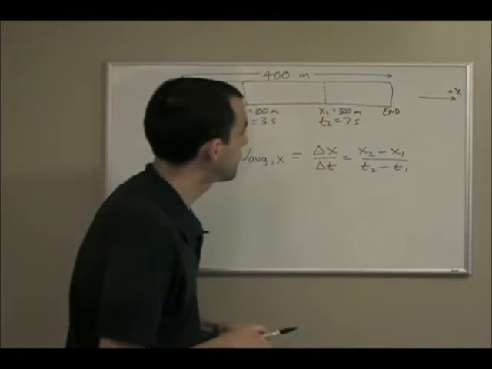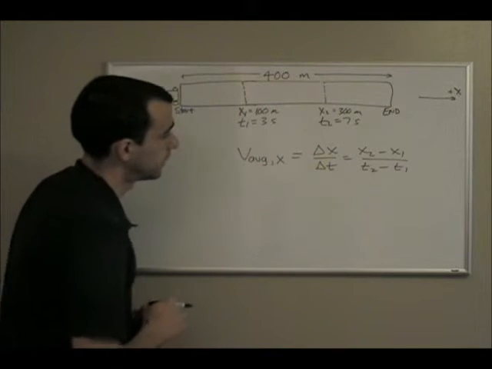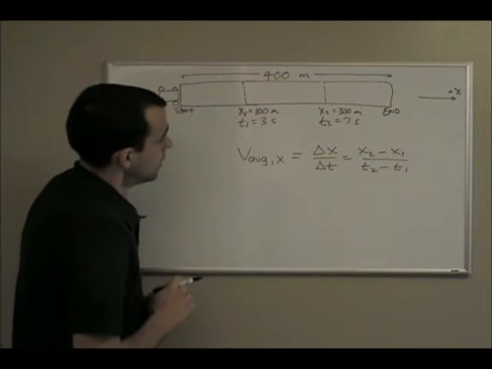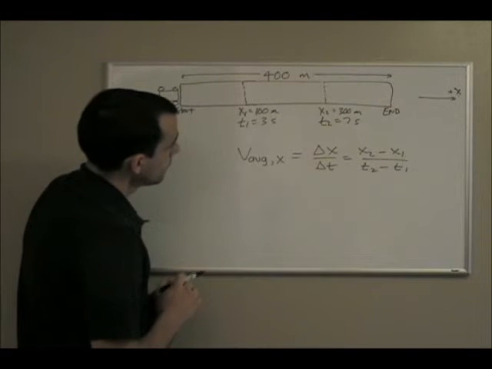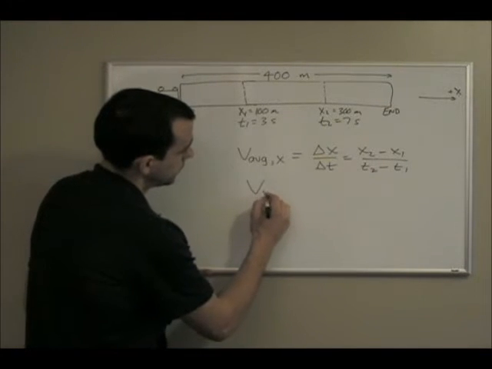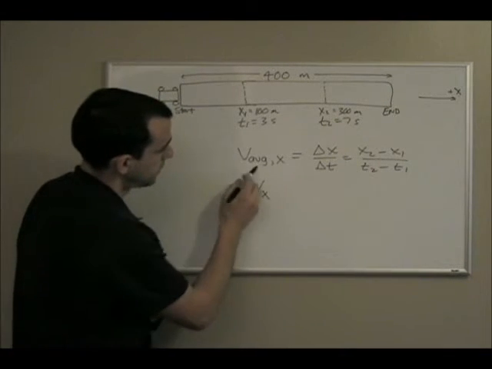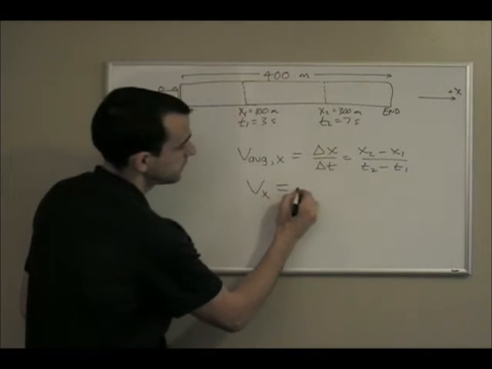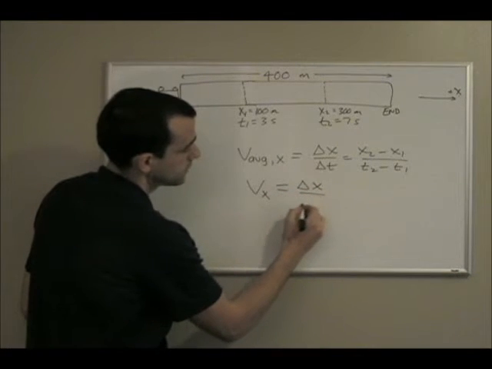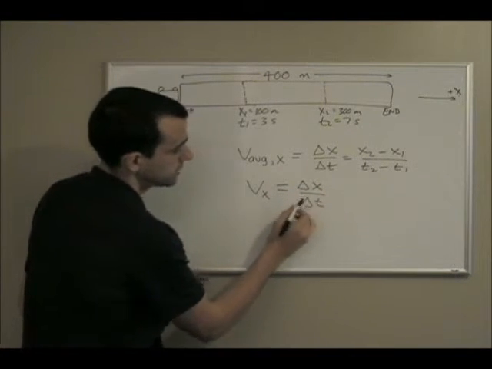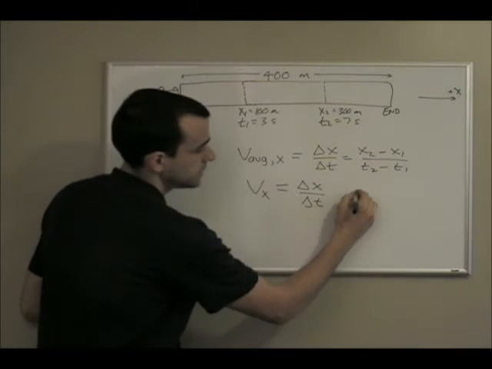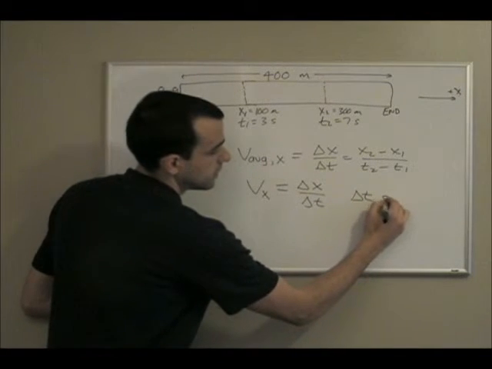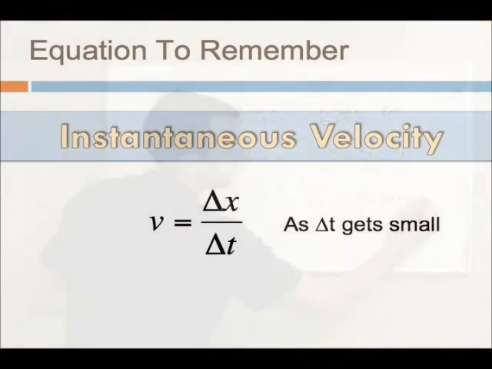So let's try and explain it in terms that we've been talking about already today. We'll define it as Vx. We'll drop the average, and it's actually defined the same as average velocity, your delta x over your delta t, but as your delta t gets small. And I'll explain this in a second here.